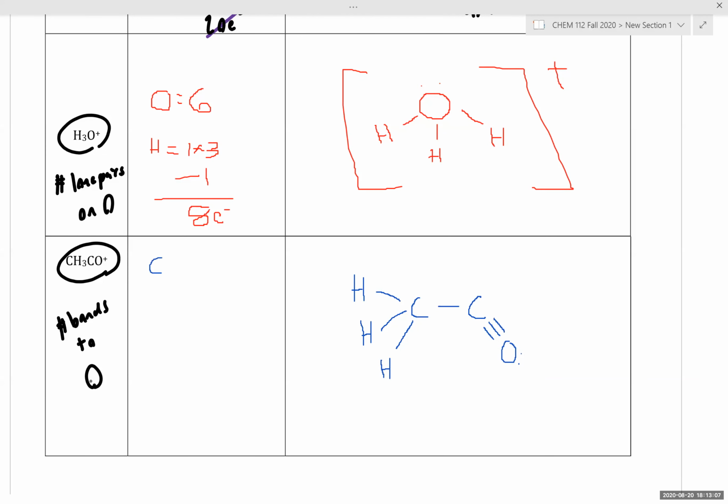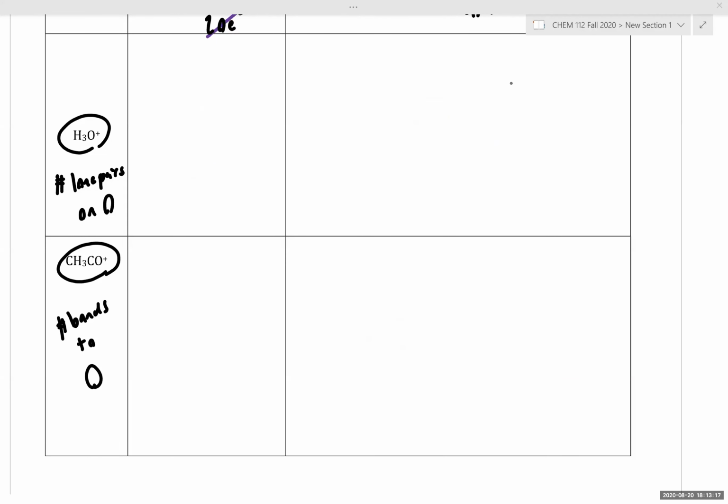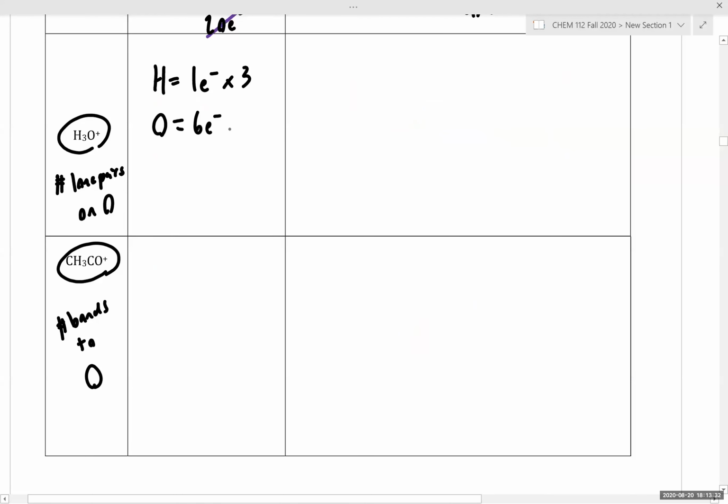Perfect, perfect. The responses I see in the chat look great, so I'm going to clear annotation, and then I'm going to provide the instructor annotation, just so that way everything can be exported into Canvas once we finish this note set. So for hydrogen, we have 1 electron, and we have 3 hydrogens to work with. For oxygen, we have 6 electrons. We subtract 1 electron from our total because we have a positive charge. That in turn gives us 8 electrons to work with.